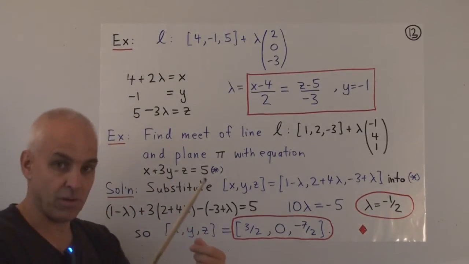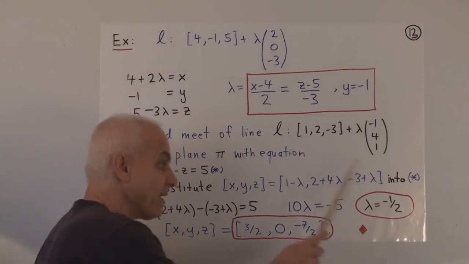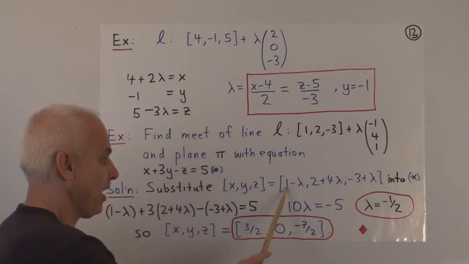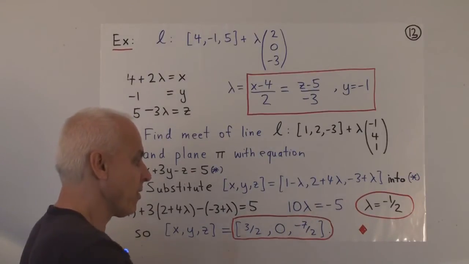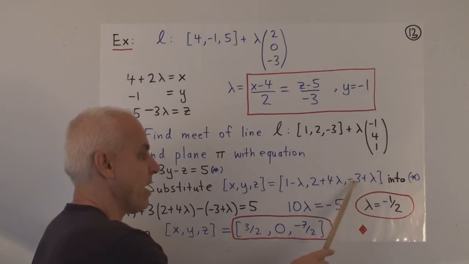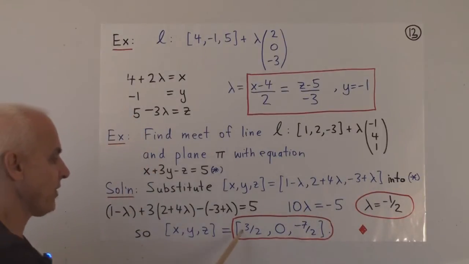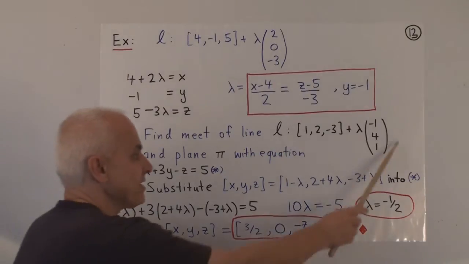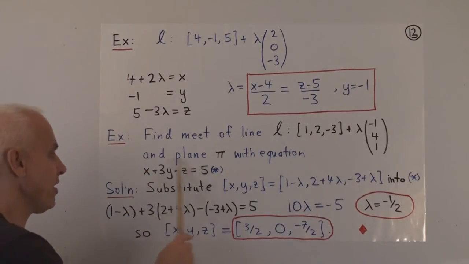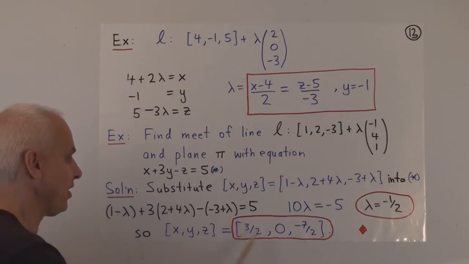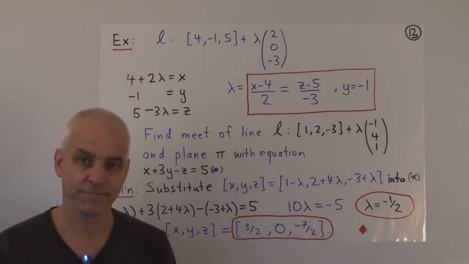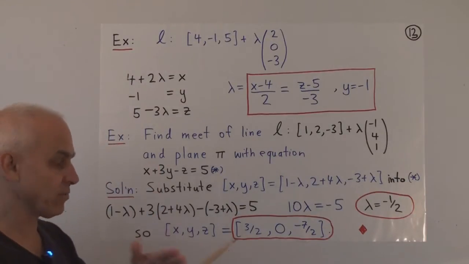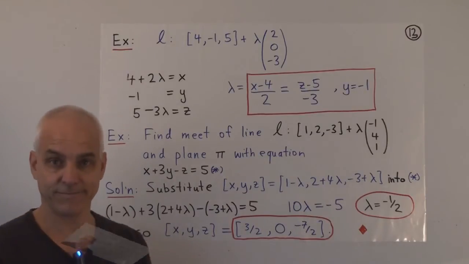And then to find the actual point, we plug minus 1/2 into here to get 3/2. Minus 1/2 here, that'll be 0. And minus 1/2 here, we get minus 7/2. And so that is a point which lies both on this line and on this plane. You can check that if you put 3/2 in here, 0 there, minus 7/2, then we're going to get 3/2 plus 7/2. That is indeed 5. That's 10/2. So we found the place where the line and the plane meet.